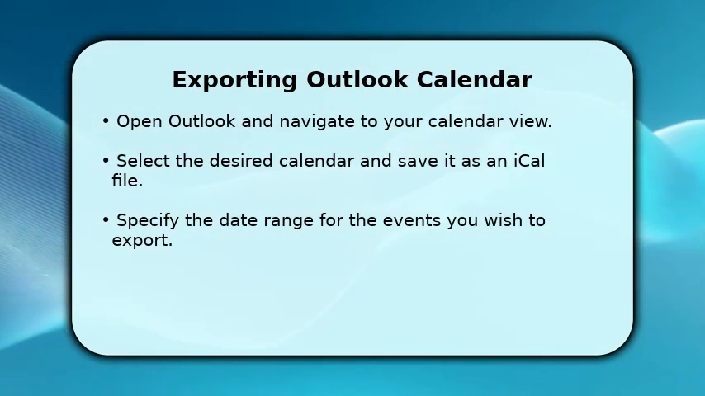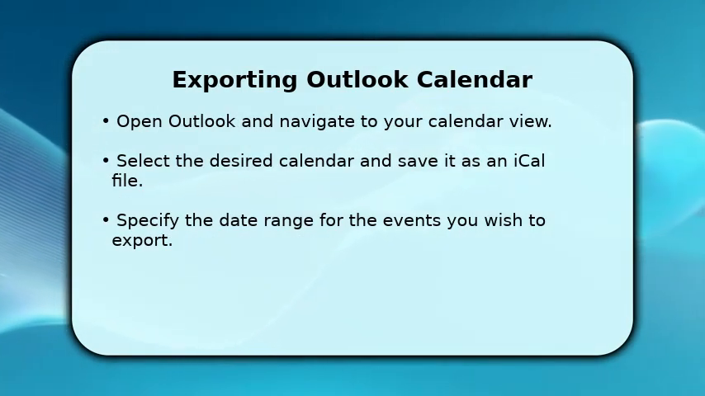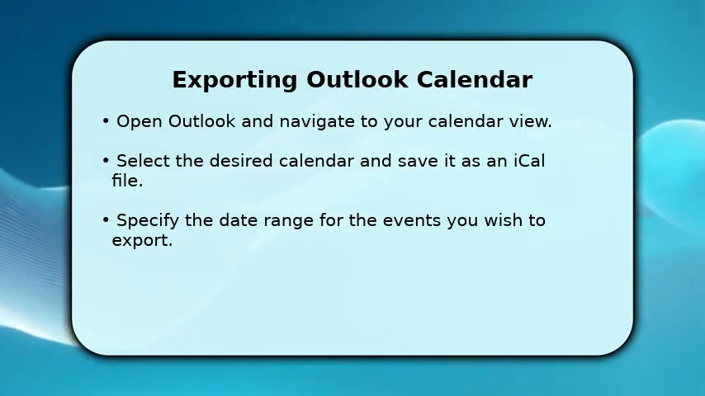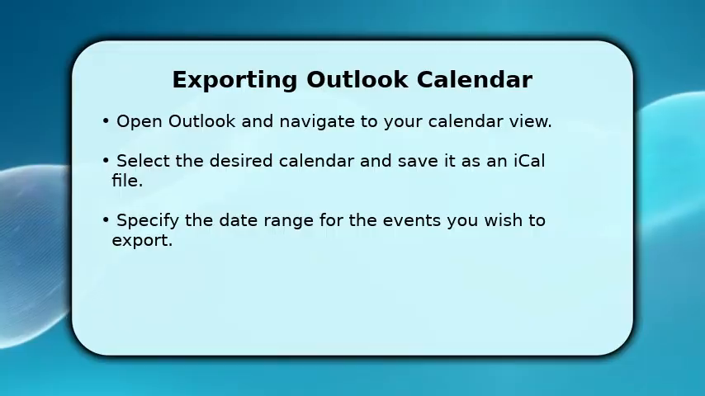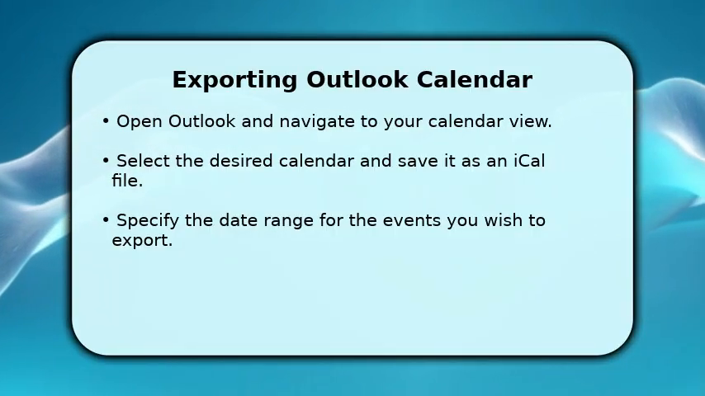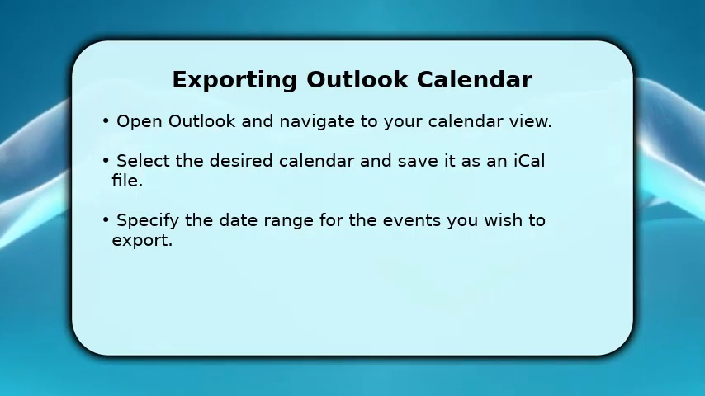First, let's get your events out of Outlook. Open your Outlook application and head over to the Calendar section. Choose the specific calendar you want to sync. Look for the option to save or export your calendar, usually as an iCal file. Remember to select the date range for the events you need, ensuring you capture everything important.